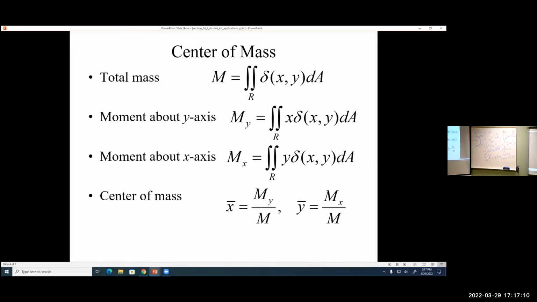It's again a very similar idea to what you were doing in Calc 1, except in Calc 1 you were looking at the moment in either the x direction or the y direction. Now we can look at the moment in the x and y direction in a two-dimensional surface.